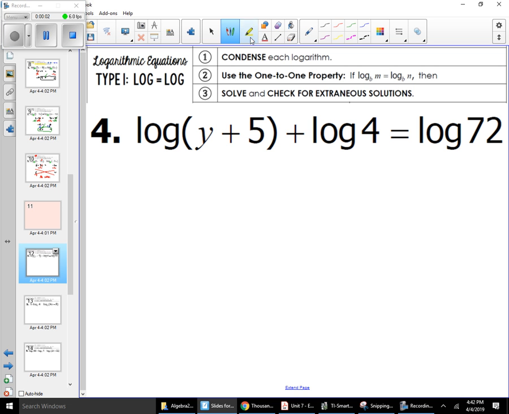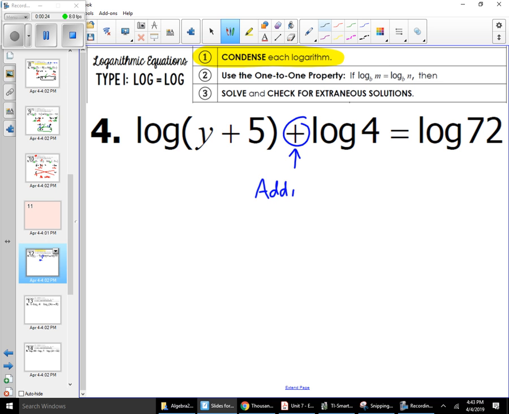Welcome back. It's time to bring back our logarithmic properties. Note that the first step asks us to condense all of our logarithms. If I take a look at number 4 here, note that there are 3 logs in this problem as opposed to the 2 we had in the 3 previous examples. So it's time to bring back some properties.